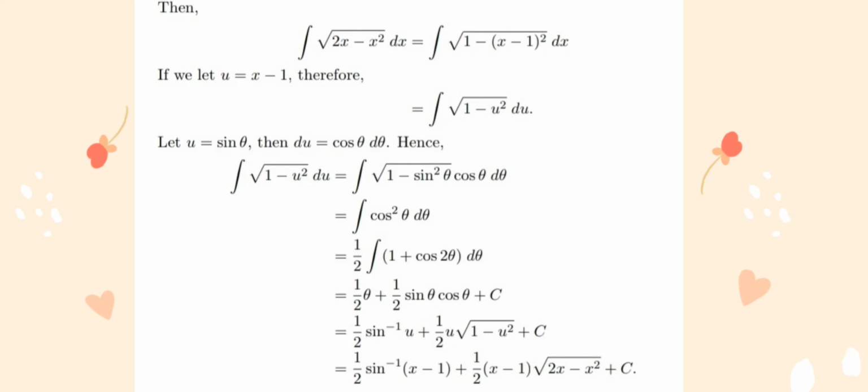And then we need to integrate 1 plus cos 2 theta d theta. And then multiply by 1 over 2, we will get 1 over 2 theta plus 1 over 2 sin theta cos theta plus c. That is 1 over 2 sin inverse u plus 1 over 2 u square root of 1 minus u to the power of 2 plus c. And then we substitute u, we get 1 over 2 sin inverse of (x minus 1) plus 1 over 2 (x minus 1) square root of 2x minus x to the power of 2 plus c.